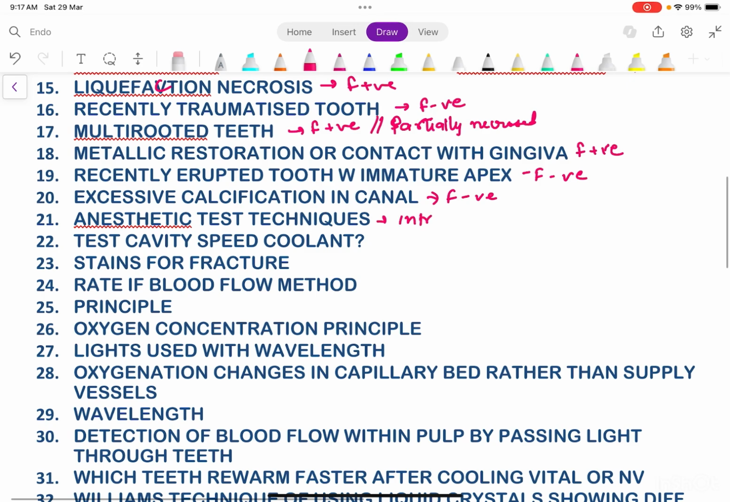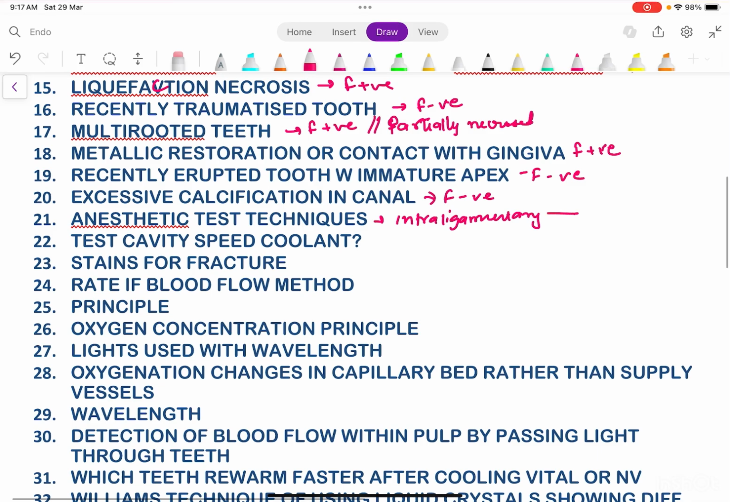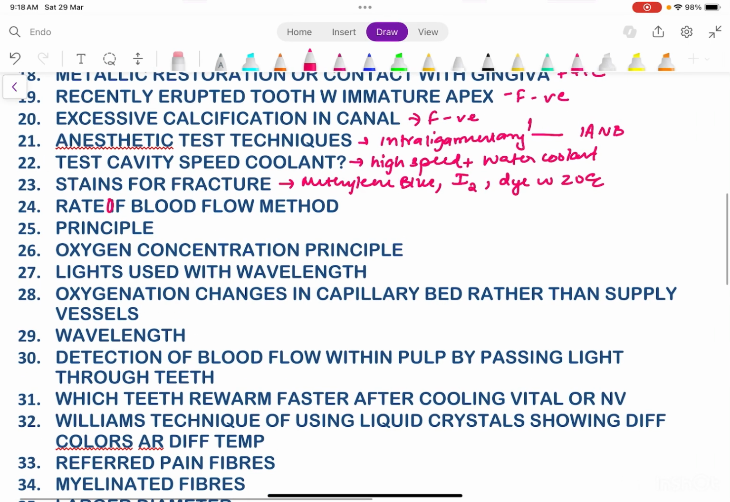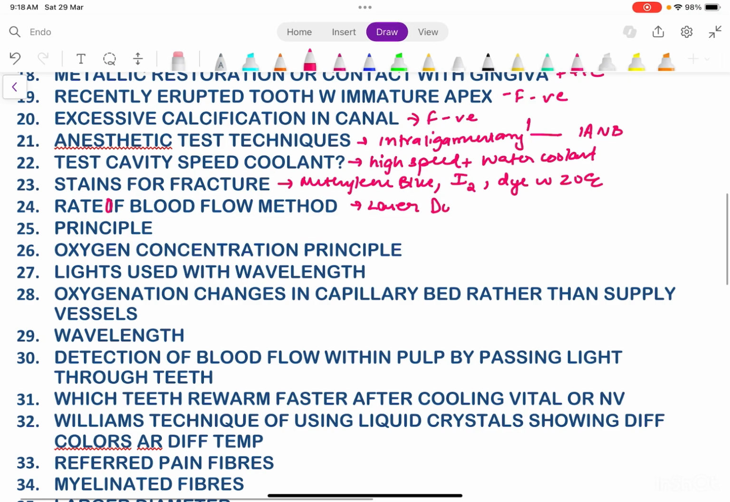Now the anesthetic technique. First of all, we can use intraligamentary; if that does not work, then we can use intrapulpal, and the last resort is the inferior alveolar nerve block. In a test cavity, the speed should be high with water coolant. Then coming on to stains for fracture: we can use methylene blue, iodine, and dye with zinc oxide eugenol.